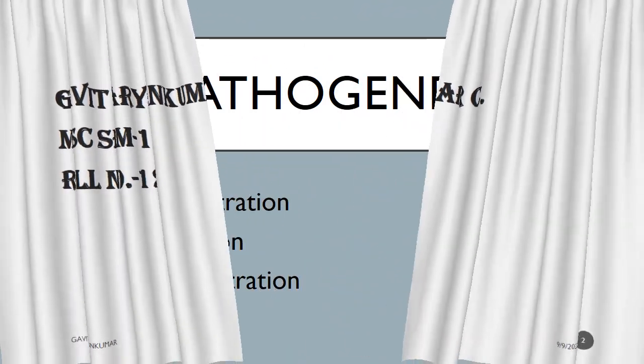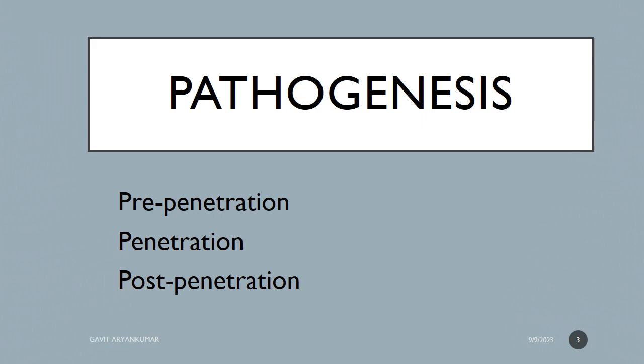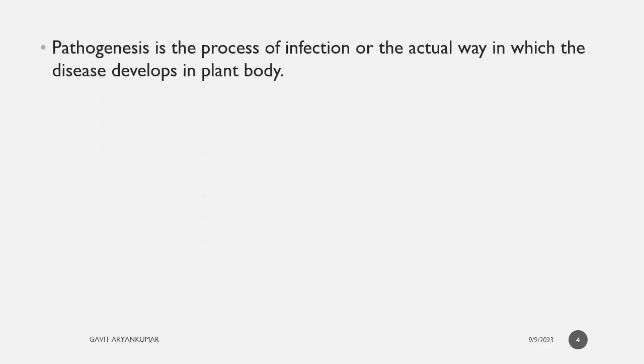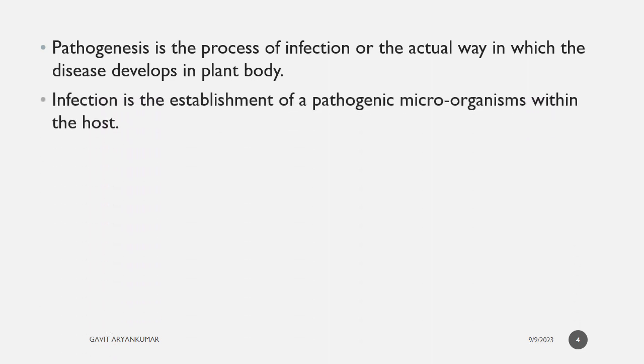So pathogenesis: pre-penetration, penetration, post-penetration. Pathogenesis is the process of infection, or the actual way in which the disease develops in the plant body. Infection is the establishment of pathogenic microorganisms within the host.